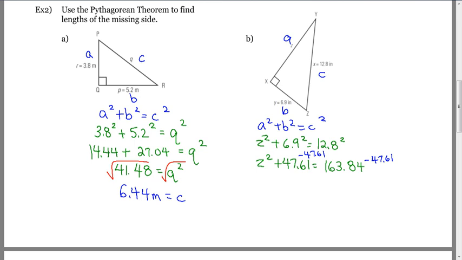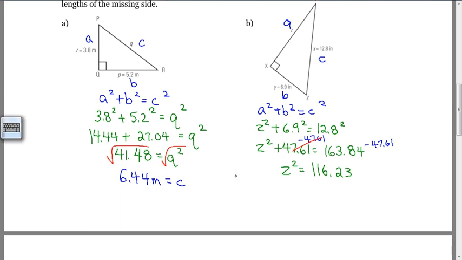So 47.61 minus 47.61 gives you 0. So those cancel out. You're left with z squared equal to, that taken away from each other, 116.23. Now I'm getting another squared, so the only way to get rid of squaring something is to square root it. So do one side, again, you must do to the other. Z will equal 10.78 inches. So that's how you find it when you're given the hypotenuse.